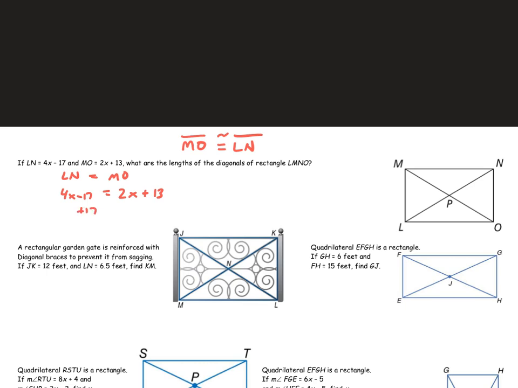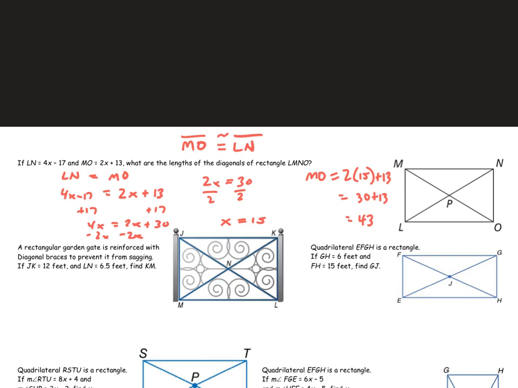So I'm going to add 17 to both sides. I get 4x equals 2x plus 30. Subtract the 2x from both sides. That gives me that 2x equals 30. We divide both sides by 2, and that gives me that x is 15. Again, I'm not finished. This time I'm going to plug it in for segment MO. So 2 times 15 plus 13. 2 times 15 is 30 plus 13 is 43. So a diagonal here is 43 units.